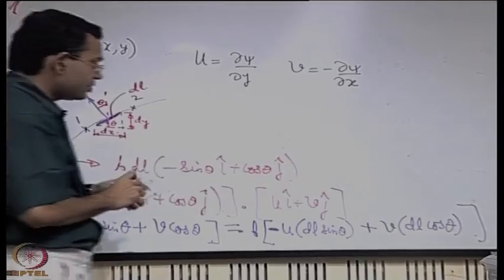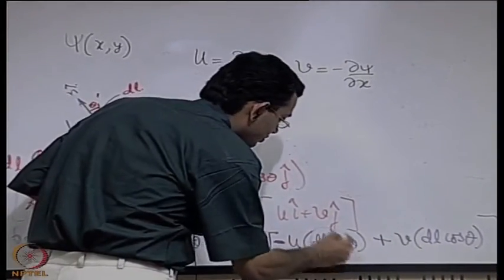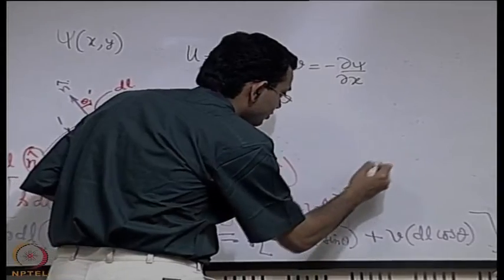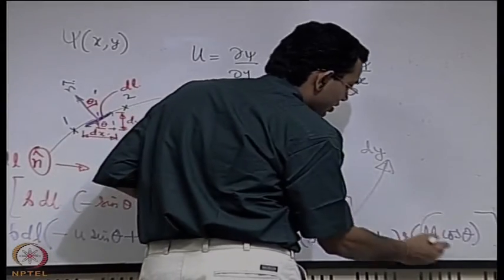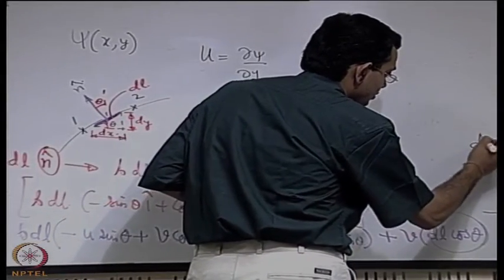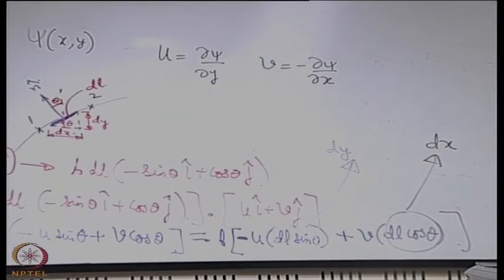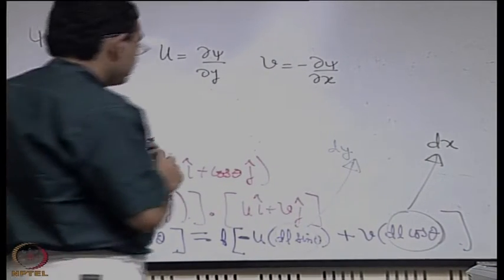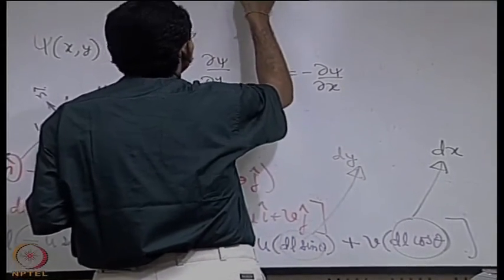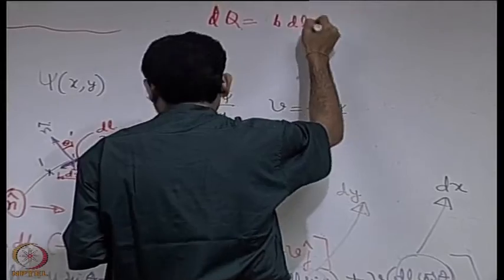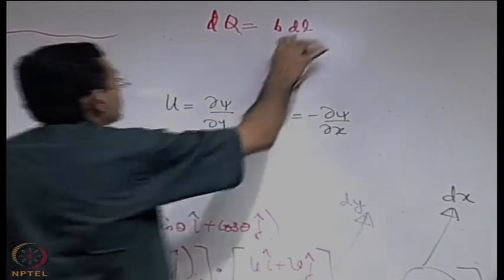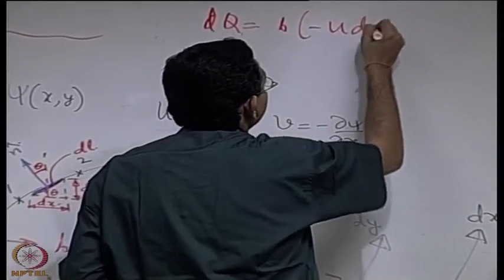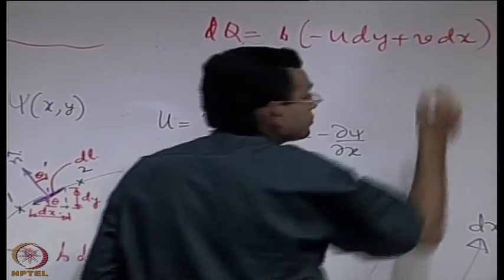So, you can substitute dl sin theta with what? You can substitute this with dy, and you can substitute dl cos theta with dx. So, dq is b dl, sorry, b into minus u dy plus v dx. Okay.